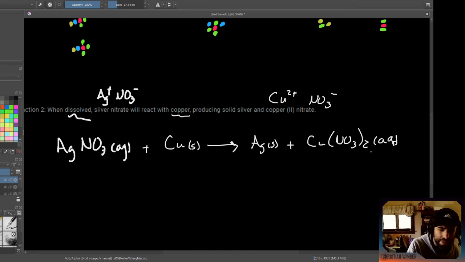And then copper nitrate, the copper 2 nitrate, it's an ionic compound, which means there's only really two options. It's either solid or aqueous. In this case, it'll be aqueous, but I would have accepted solid as well. But you have to give me something reasonable. Okay. 2 nitrates, so we're going to need 2 nitrates, which means I have 2 silvers.